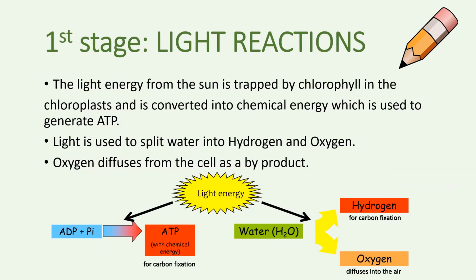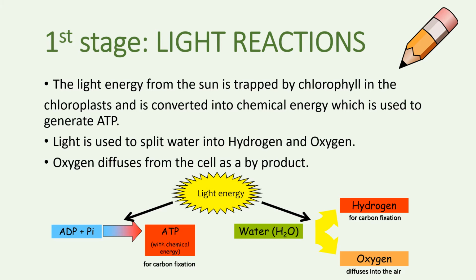We know that the first stage is called the light reactions. In the light reactions, the light energy from the sun is trapped by chlorophyll in the chloroplast and is converted to chemical energy, which is used to generate ATP. The light energy is used to split water to produce hydrogen and oxygen. Remember, water is H2O. The hydrogen is passed to stage 2, carbon fixation, whereas oxygen diffuses from the cell as a byproduct. You need to learn all of this before you move on, and it might be useful to write down the diagram as well.